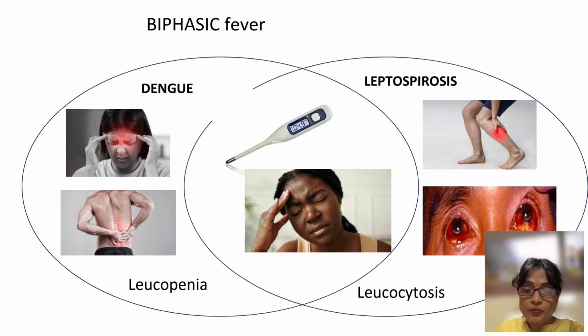But the difference between dengue and leptospirosis is that there is leukopenia in dengue, while there is leukocytosis in leptospirosis. So with that we can differentiate.